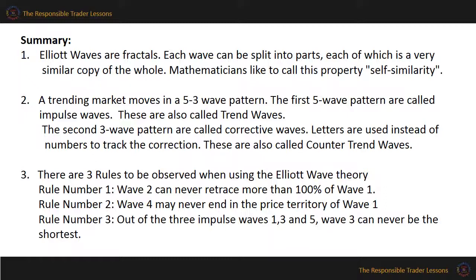There are 3 rules to be observed when using the Elliott Wave Theory. Rule number 1. Wave 2 can never retrace more than 100% of wave 1. Rule number 2. Wave 4 may never end in the price territory of wave 1. Rule number 3. Out of the 3 impulse waves, 1, 3, and 5, wave 3 can never be the shortest.